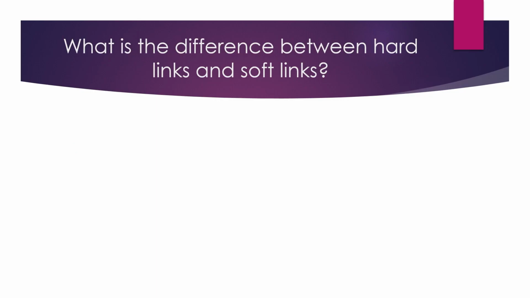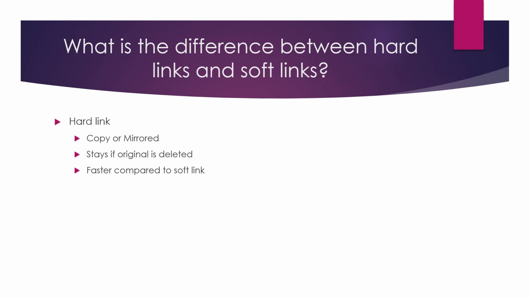What is the difference between a hard link and a soft link in Linux? A hard link acts as a copy or it mirrors the selected file. It can access data available in the original file. If the earlier selected file is deleted, the hard link to the file will still contain the data that was originally in the file. And you can access a hard link faster compared to a soft link.